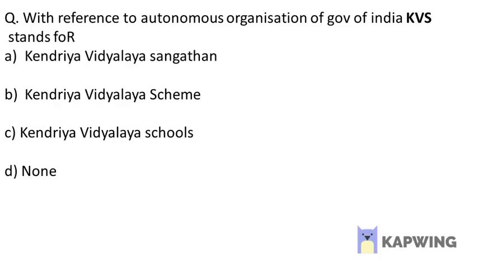With reference to autonomous organizations of Government of India, KVS stands for? So the KVS, friends, stands for what? It stands for option A, that is Kendriya Vidyalaya Sangathan. Remember friends, it stands for Kendriya Vidyalaya Sangathan. The correct answer is option A. Okay friends, moving on to the next question for the day.